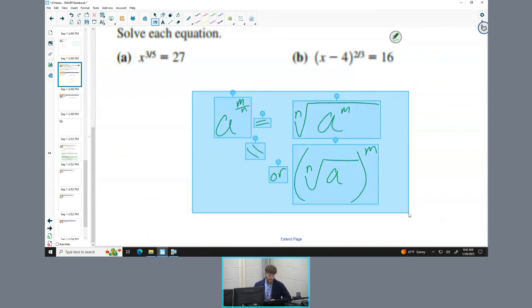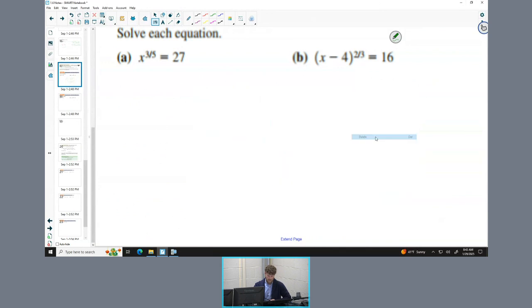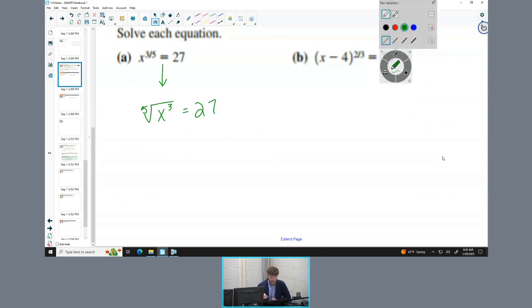All right, I'm about to delete that. All right, so if I want to solve this one, first I need to rewrite it in a form that makes more sense to me. All right? So I'm going to rewrite it as the fifth root of x to the third, and that equals 27. All right? And now I want to solve for x. I want to get x by itself. So I'm going to just work my way from the outside in. First I want to get rid of that fifth root. How do I get rid of the fifth root?